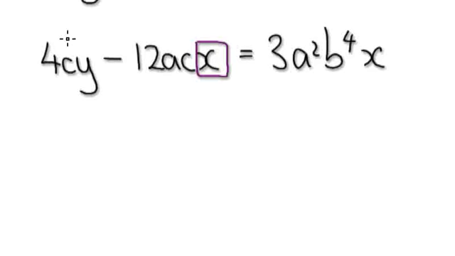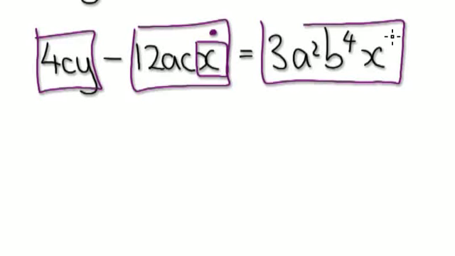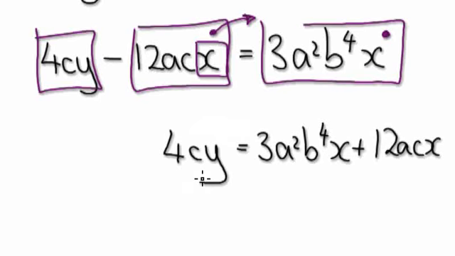Okay, so now visualize this as this. You've got one block, take away this block here, equals this block here. Now x exists in here and x exists in here. Get all the x's on one side. So move this over here basically. So we're going to add 12acx to both sides. So it will be 3a squared b to the power 4x plus 12acx. On the left hand side it would be this.